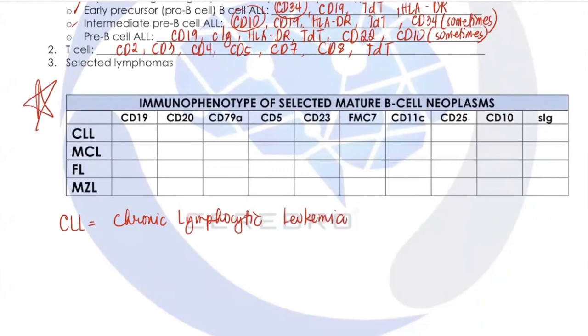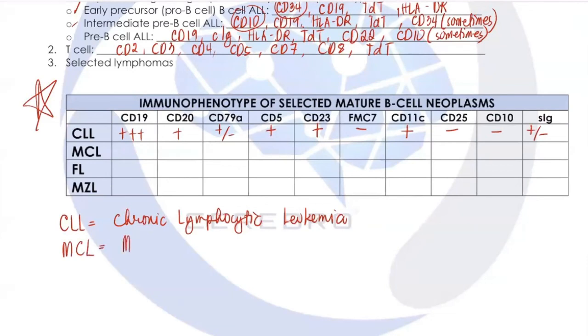Okay? So, for CLL, you'll have a very high positivity for CD19. Positive ka din sa CD20. You might be positive or negative for CD79A, positive for CD5, positive for CD23, okay? Negative for FMC7, positive for CD11C, negative for CD25, negative for CD10, and you might be positive or negative for surface immunoglobulins.